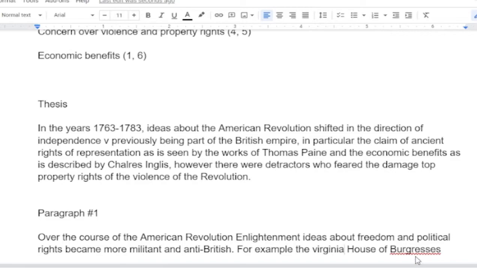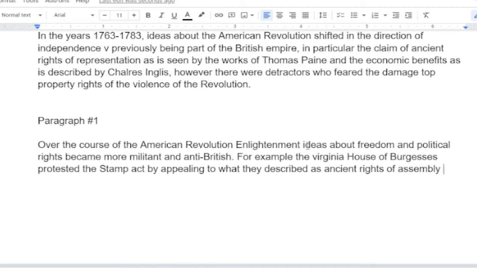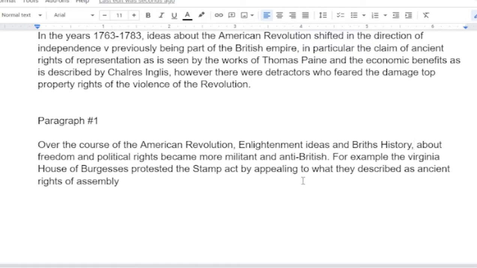The Virginia House of Burgesses protested the Stamp Act by appealing to what they described as ancient rights of assembly. They described it using Enlightenment ideas and British history. They described ancient rights of assembly, but also proclaimed their loyalty to the king. Yay, king! Proclaimed their loyalty to the king.